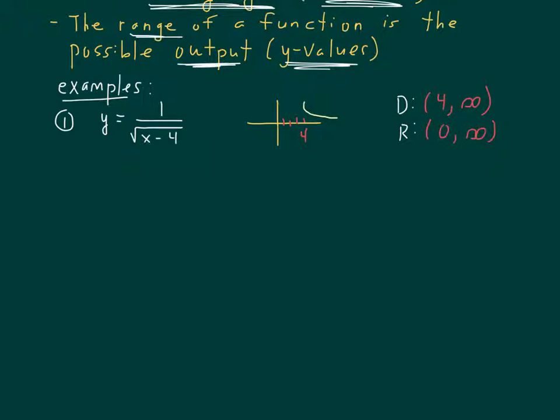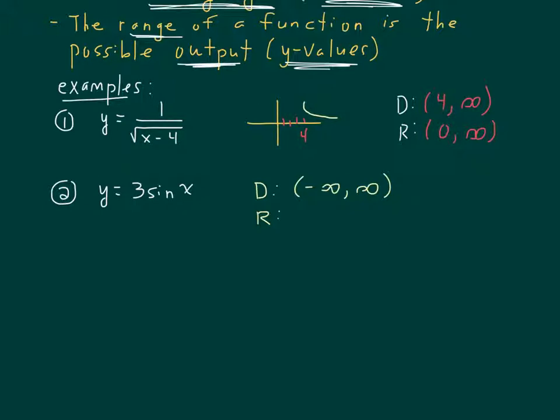Let's look at another example. How about we look at y equals 3 times the sine of x. Now our domain here, the possible x values, there are no restrictions. We could always plug in any number into the sine function, and it'll give us a result for y. So when this is the case, we say all real numbers, or we can express that by writing negative infinity to infinity.